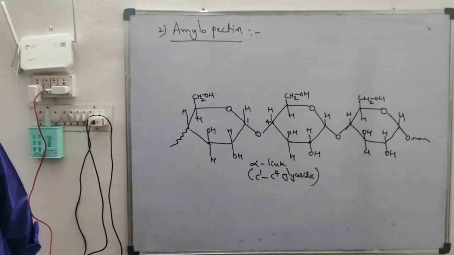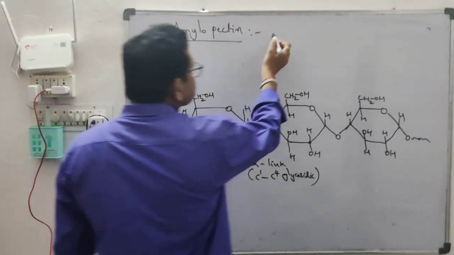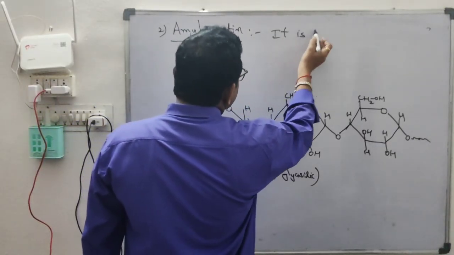See, what about amylopectin? It is insoluble in water, but amylose is soluble, no?